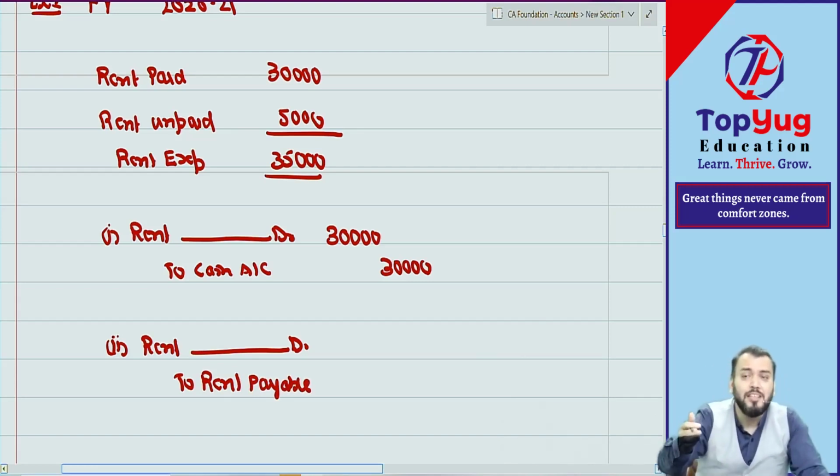Now this rent payable is payable to the owner of that building. So it means which account is it? Personal account. In personal account also, which account? Representative personal account.